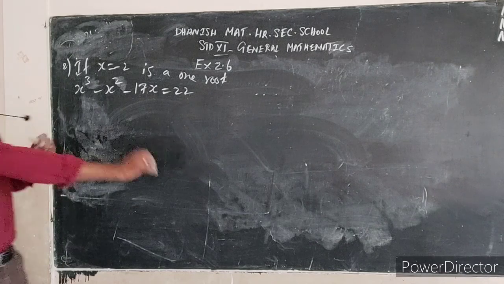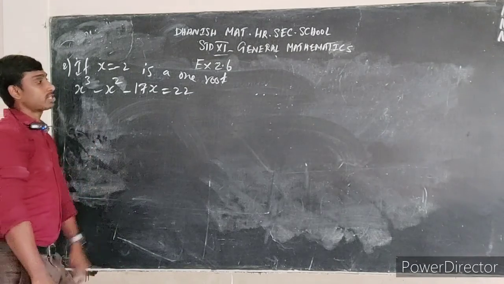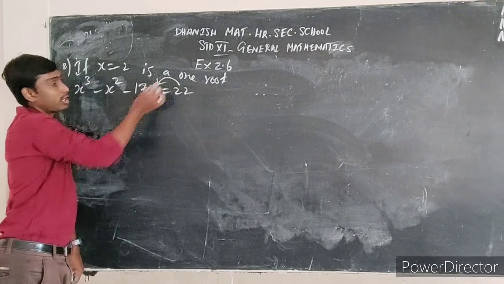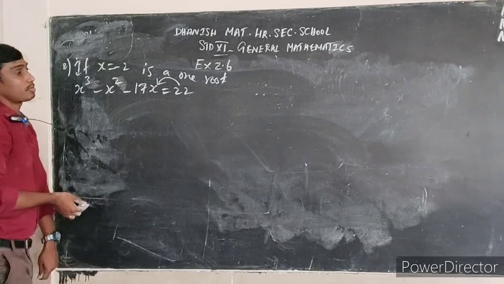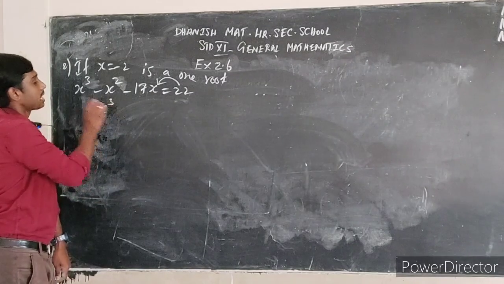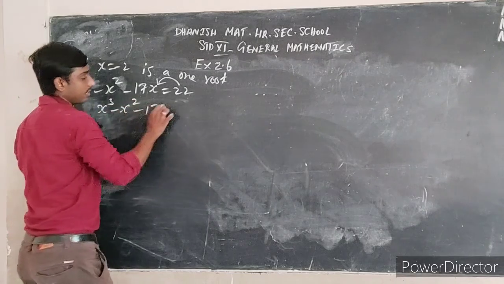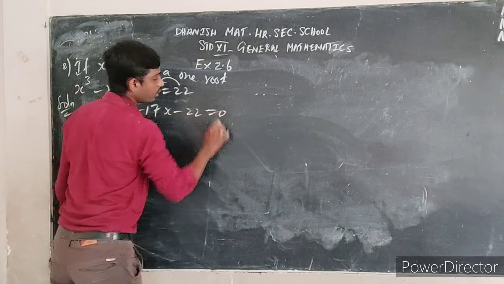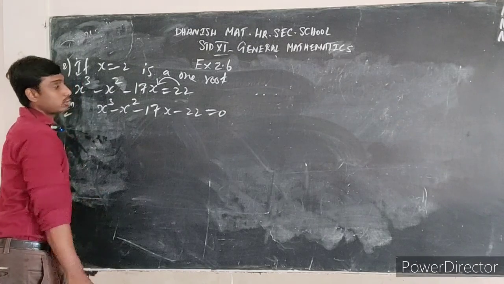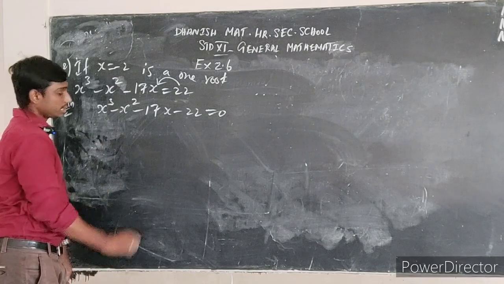So in this sum we are going to apply synthetic division. First we are going to prepare the synthetic division. Minus 22 goes to the other side and changes into plus 22, so it will be minus 22. So now write x cube minus x square minus 17x minus 22 equal to 0. Now we are using the synthetic division method.